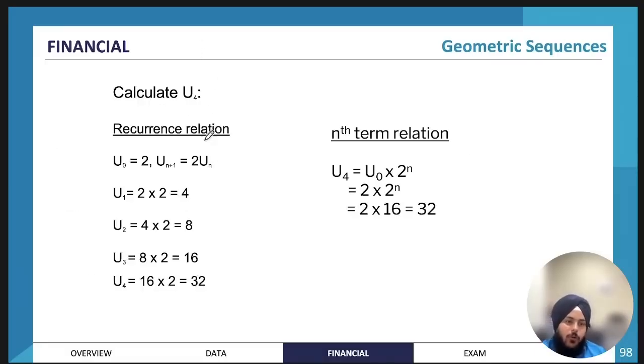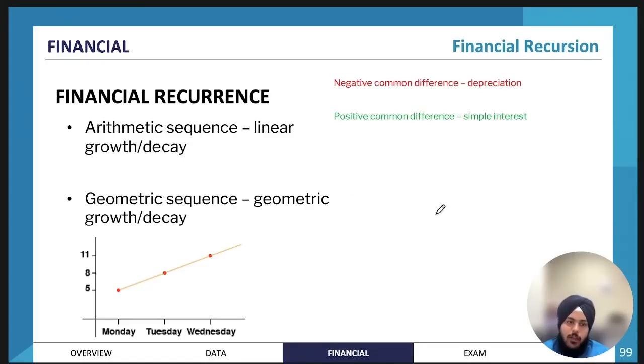So if we're trying to determine u4, the initial condition is 2, and u(n+1) is equal to 2 times un. So here, the common ratio is actually 2. You're multiplying the previous value by 2 to get to the next value. So if you're trying to determine u4 using the recurrence relation, you will have to determine u1, then u2, then u3, then u4. Whereas if you use the nth term relation, you can just substitute into the formula, 2 to the power of 4, and you will get the answer straight away. So really convenient.